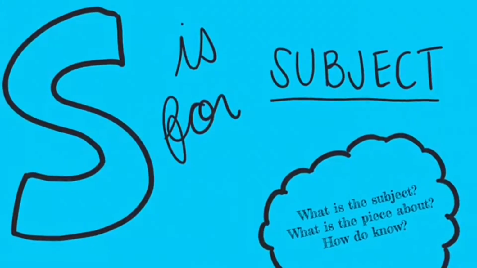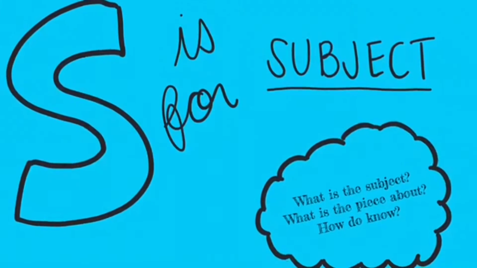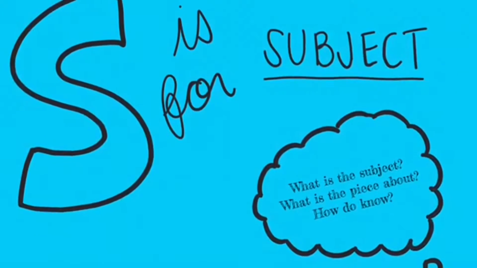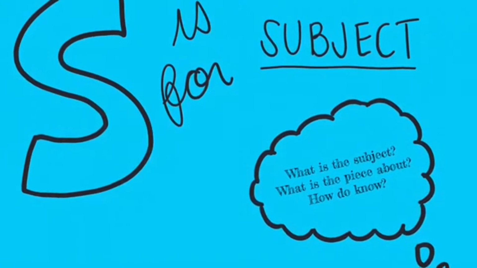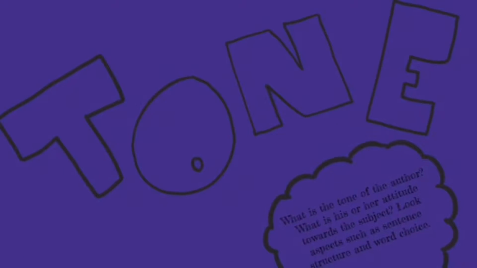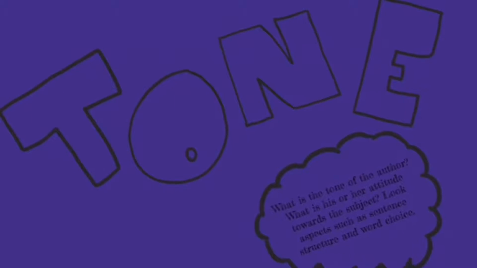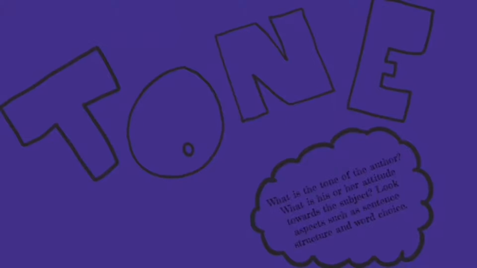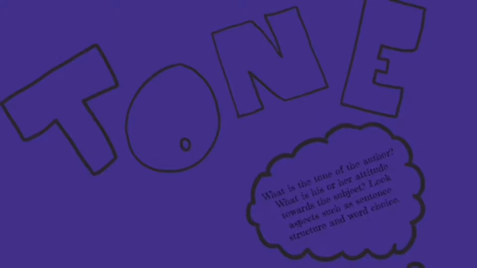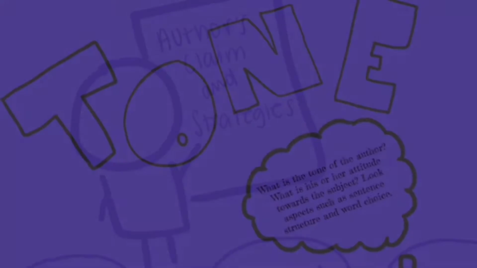S is for the subject, which is what the writing is about. What is the subject? What is the piece about? How do you know? The tone is the author's attitude towards the piece. What is the tone of the author? What is his or her attitude towards the subject? Look at aspects such as sentence structure and word choice.